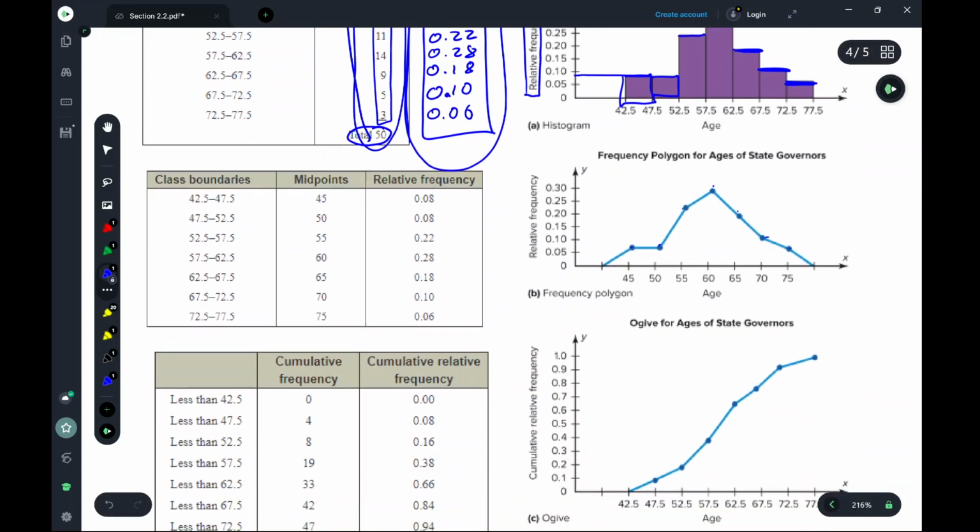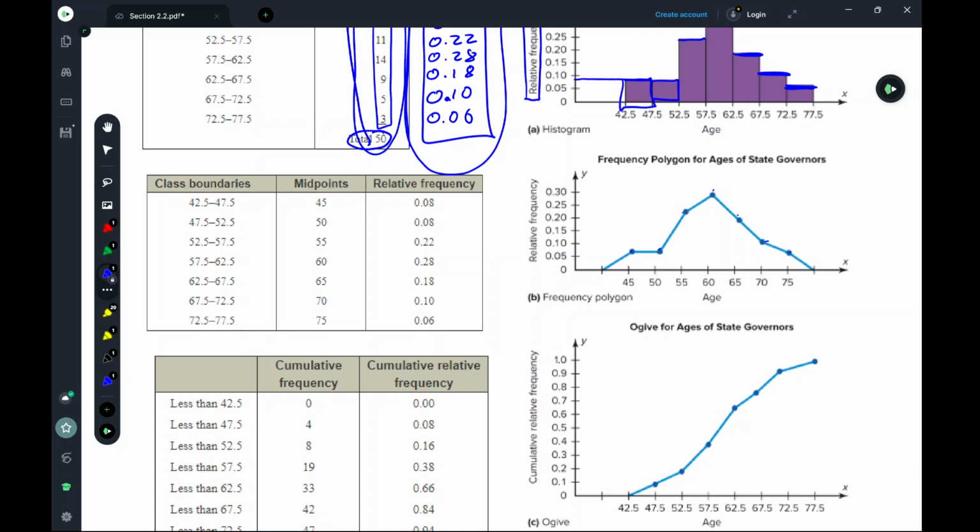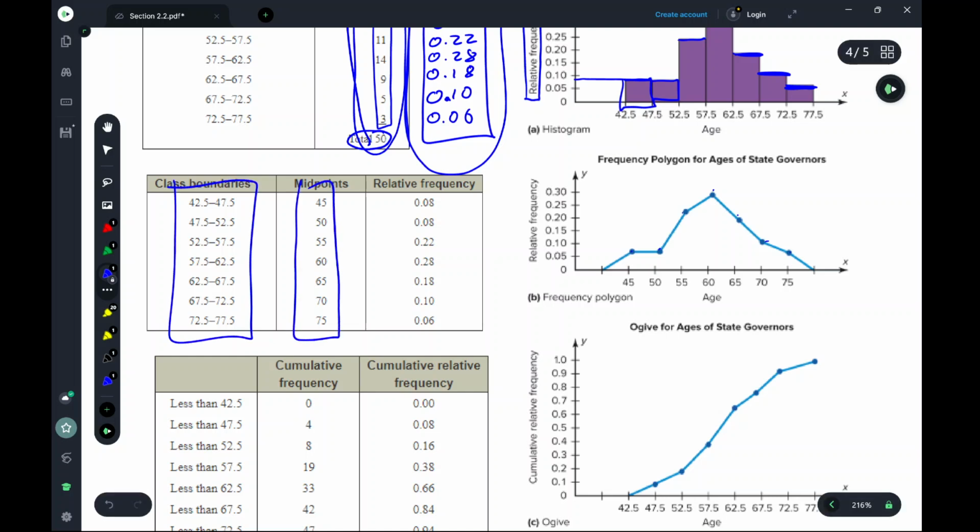And you can see the same thing here in the frequency polygon. They found the midpoints of each of these classes right here. And then instead of the frequencies, oh look at that, here are the relative frequencies that we found right here. Instead of the frequencies, they're plotting the relative frequencies on the vertical axis.